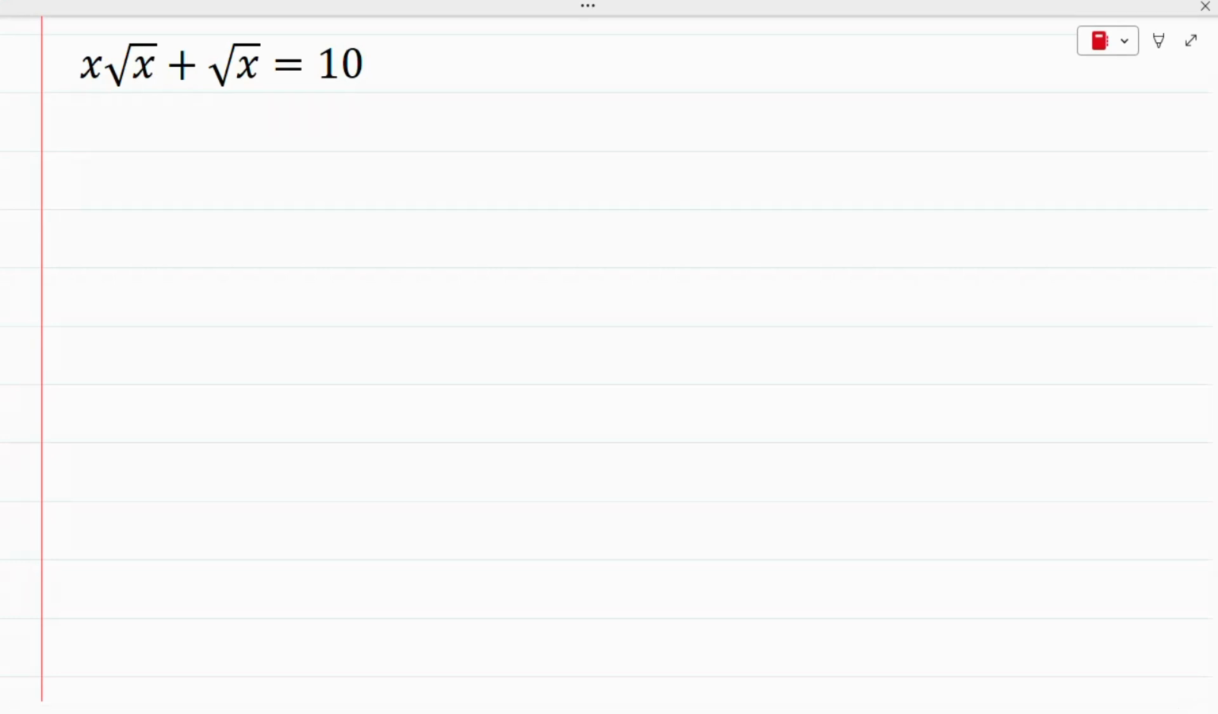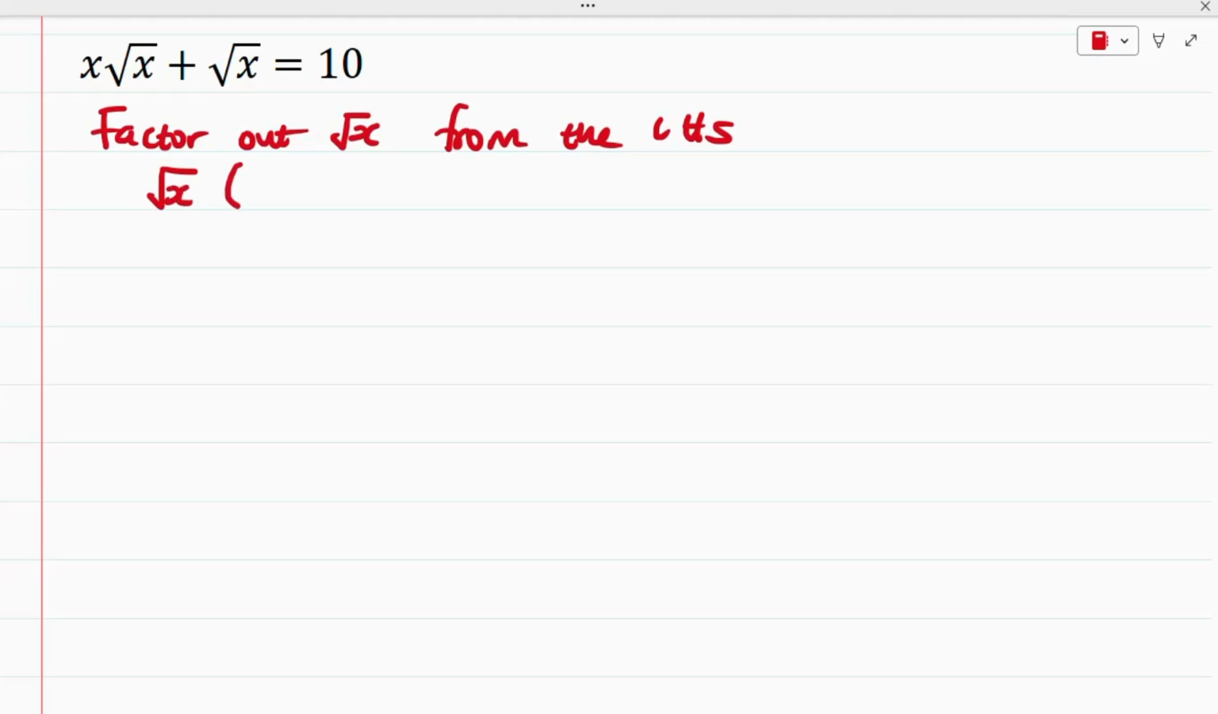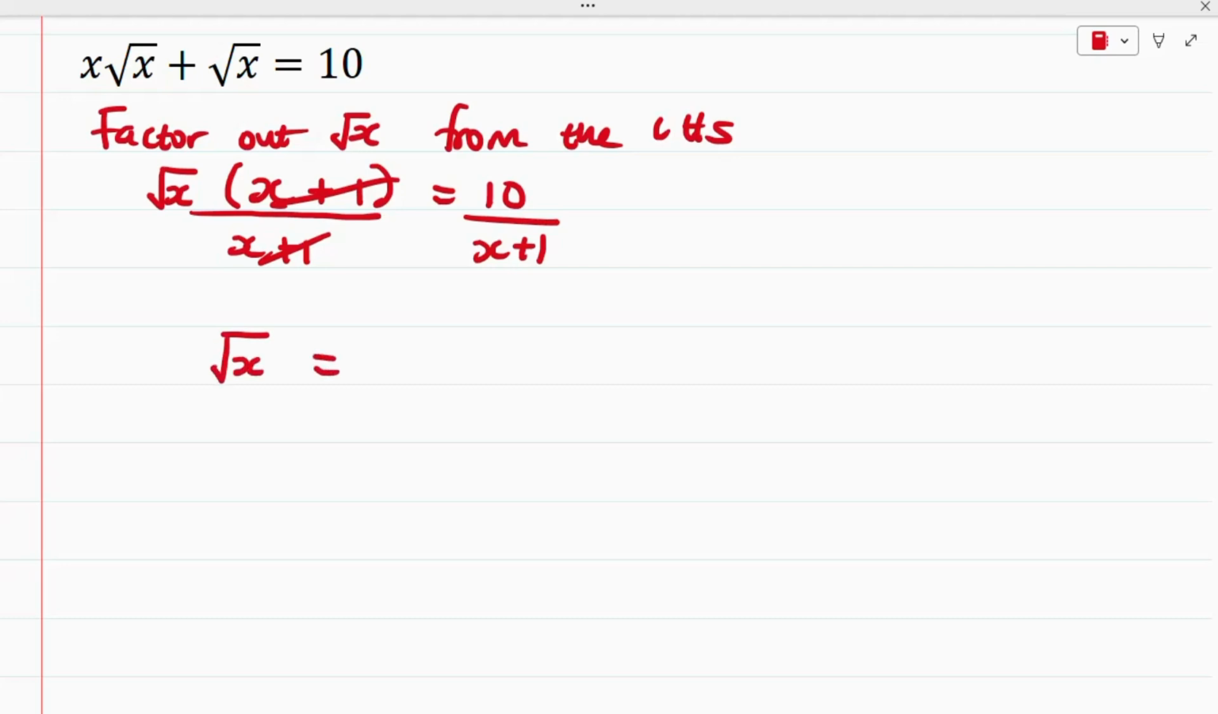Right here we have this nice algebra problem and we are to solve for the value of x. So guys, the first thing you want to do right here is to simply factor out the square root of x from the left hand side. So doing that, we have the square root of x times (x plus 1) equal to 10. The next thing we want to do is to simply divide both sides by x plus 1. So this is going to cancel out this. We have the root of x equals 10 over x plus 1.